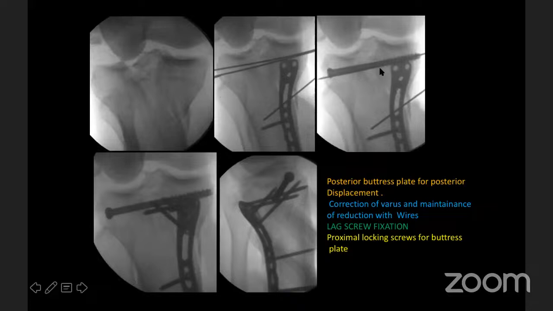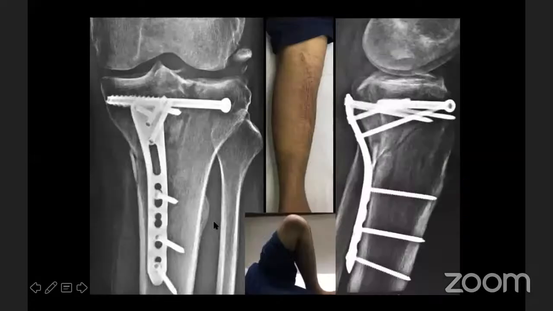Here I put a posterior plate, then screws. Then this is the screw from lateral to medial for compression, and then the rest of the screws. You can see this full function, and this is the posterior fracture, and there is no varus. So again, we executed it the same way.